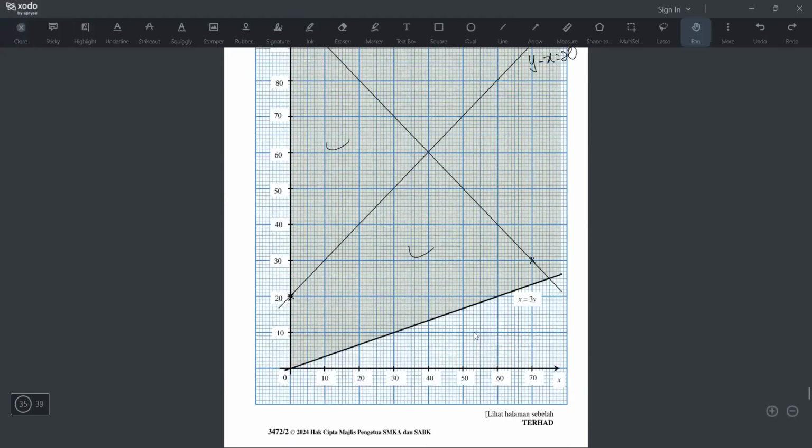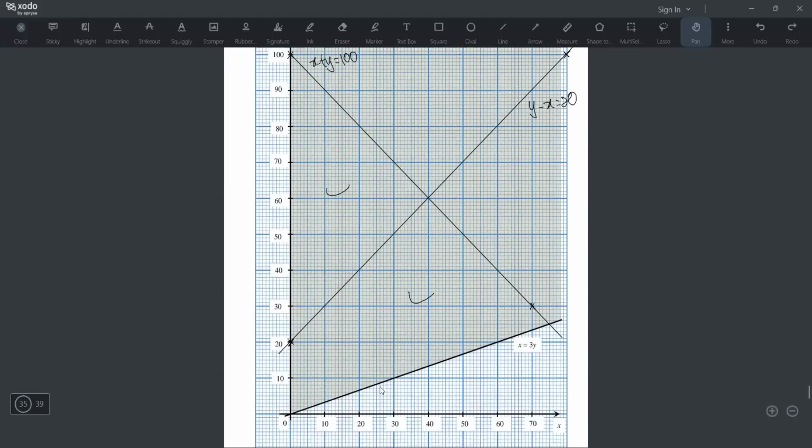Okay, I know it won't be here already. Yeah, it won't be here, because here it doesn't satisfy the x is more than y already. So it has to be either this or this lah.